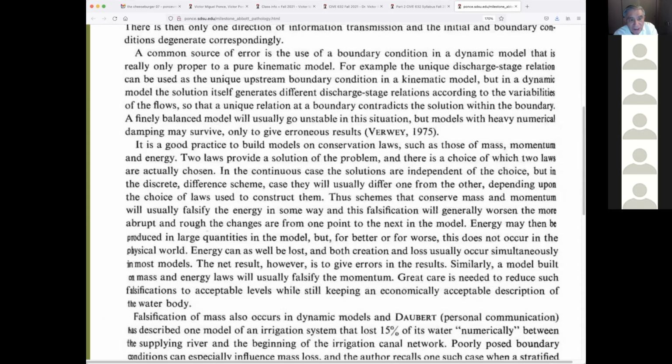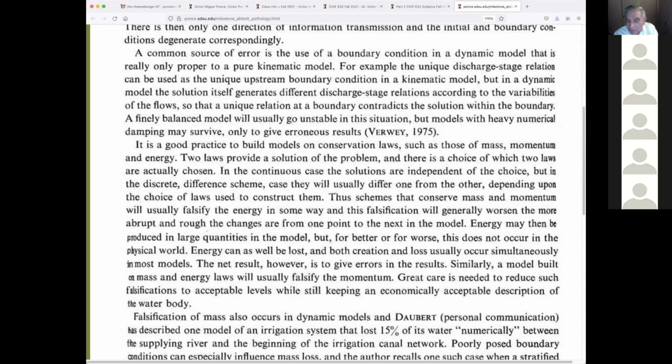Okay. Now, it is a good practice to build models on conservation laws. 2 laws provide a solution to the problems, and there is a choice of which 2 laws are actually chosen. Okay? In the continuous case, the solutions are independent of the choice, but in the discrete difference scheme case, there will be dependence upon the choice of laws. I don't understand this English here. Thus schemes that conserve mass and momentum will usually falsify the energy, and this falsification will generally worsen the more abrupt and rough the changes are from one point to the next.